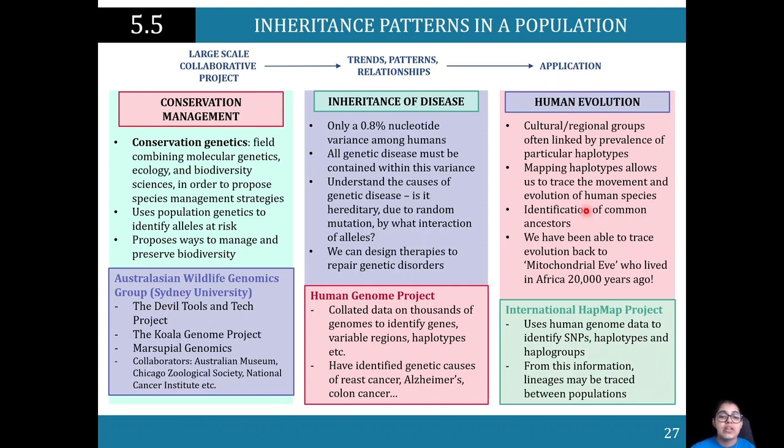And that is part of the International HapMap project, which uses human genome data to identify SNPs, haplotypes, and haplogroups, so essentially groups of similar genetic constitutions. From this information, we can trace back lineage.